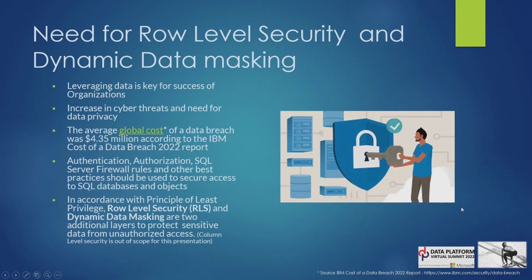So it is important to have a strong security framework to maintain data security. While authentication, authorization, SQL Server firewall rules, etc. should be used to secure access to SQL databases and objects, row-level security and dynamic data masking are two additional capabilities we could add to our security framework for secure tables to make it even more resilient. Column-level security is out of scope for this particular presentation.